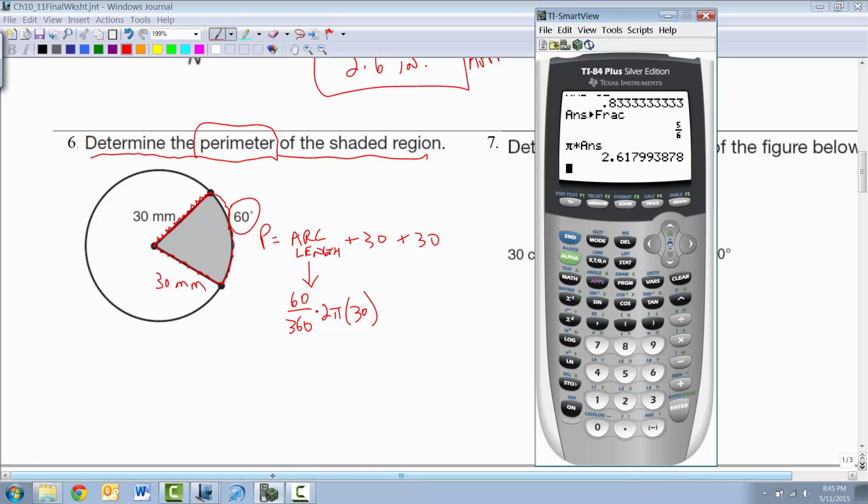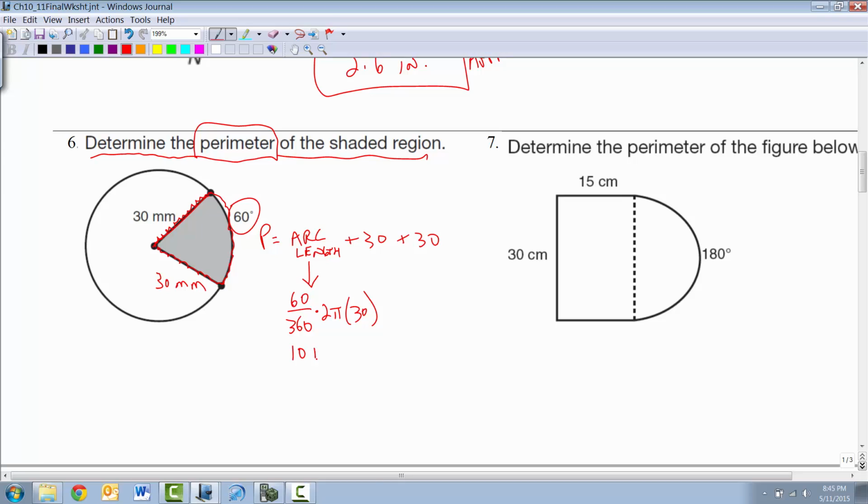All right. Now I'm just going to go to my calculator for speed. It's 60 divided by 360. If it makes you feel better, press enter. Times 2 times 30. And I'm leaving pi alone. Well, that's a nice number. So it's 10. I never touched the pi button. So it's 10 pi plus 60.